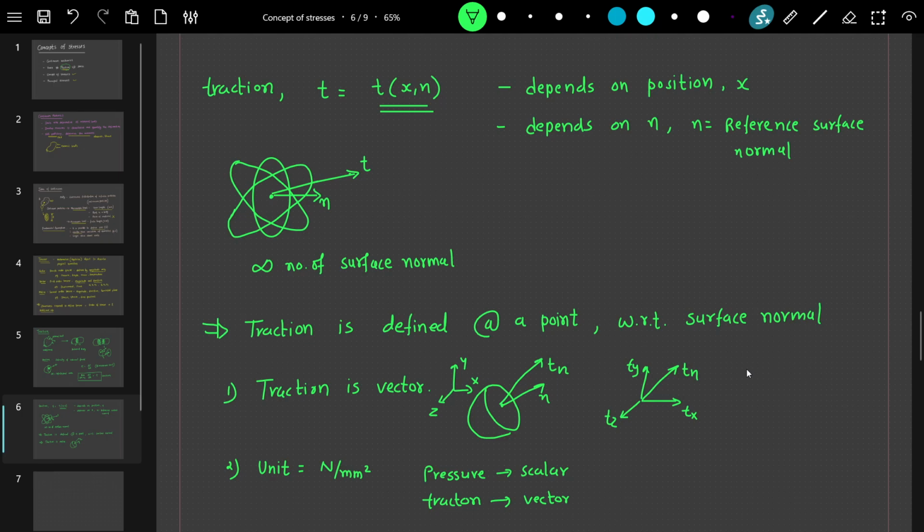And since we say it is a vector, we can represent Tn as three components: T1, T2, T3. Let's take a 1, 2, 3 convention, not XYZ. Hope the understanding of traction is clear.